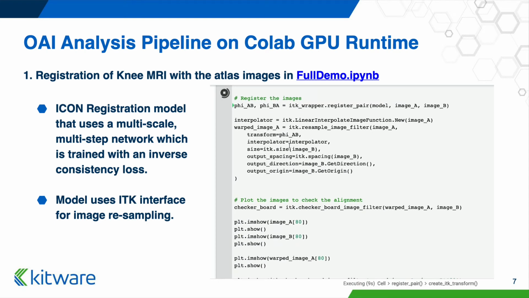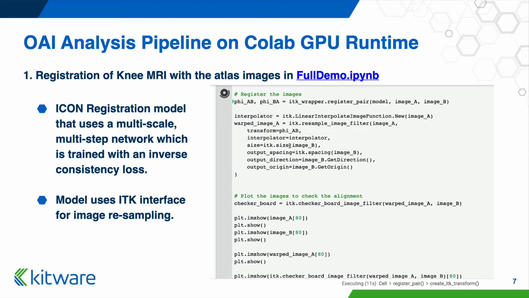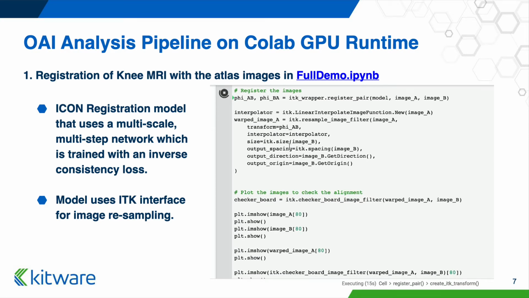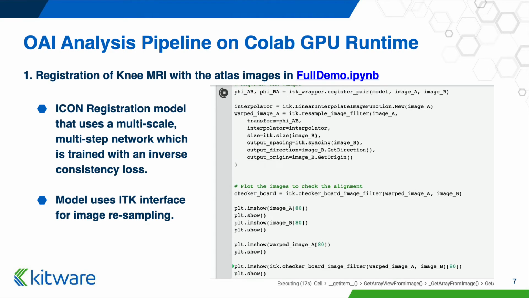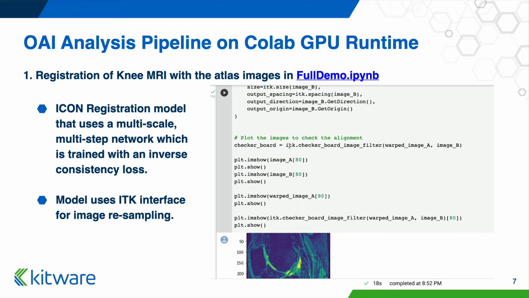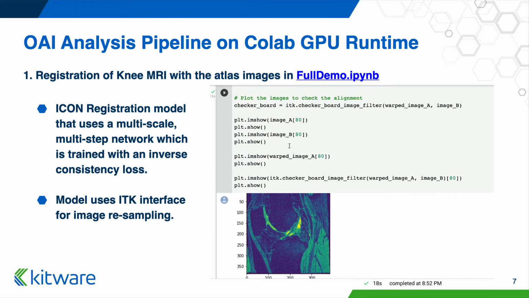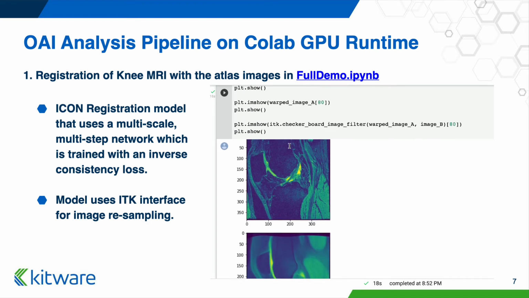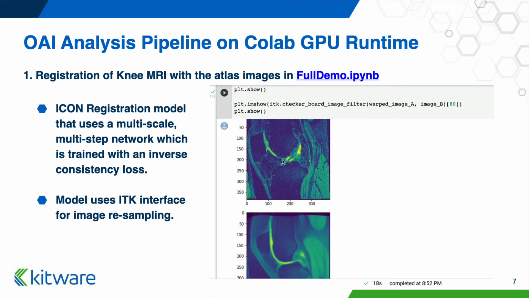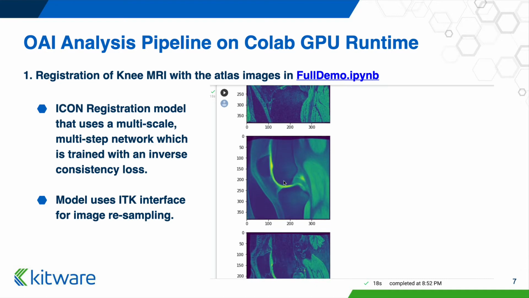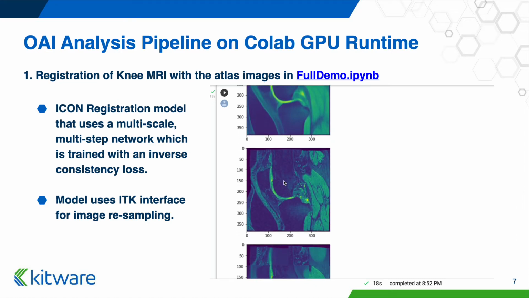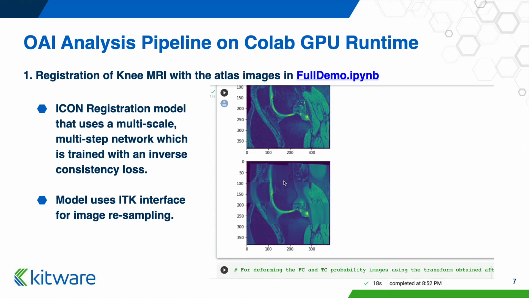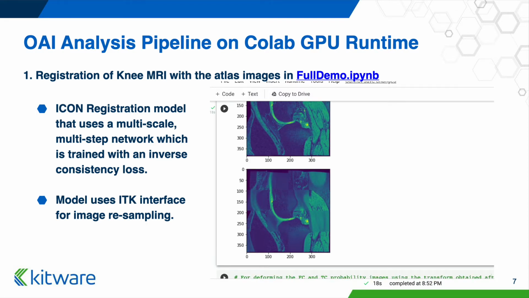To register the knee MRI images with the atlas images, we utilize a recently published icon registration model, which is a multi-scale, multi-step neural network trained with an inverse consistency loss. The model uses ITK interface for image resampling. The users can check the output of the registration using the ITK's checkerboard filter, which overlays the registered image on top of the fixed image.